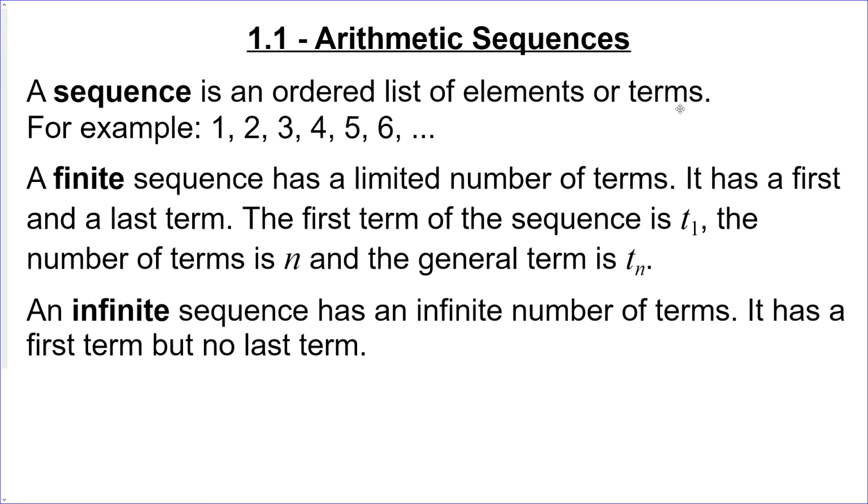1.1 Arithmetic Sequences. A sequence is an ordered list of elements or terms. For example, 1, 2, 3, 4, 5, 6 is a sequence. A finite sequence has a limited number of terms. It has a first term and a last term.